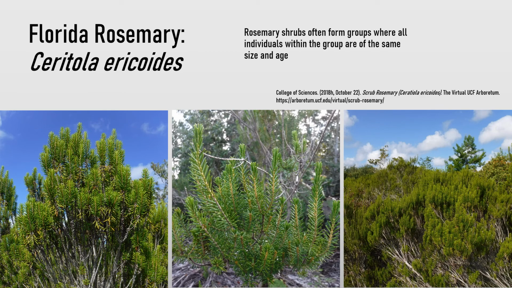Next is another plant characteristic of the scrub ecosystem that sort of defines the scrub. It is the Florida rosemary, or Ceratiola ericoides. The rosemary shrubs often form groups where all the individuals within the group are of the same size and age. This is due to the fact that after fires come through the ecosystem, the rosemary has its seeds under the ground and then they all sprout around the same time after the fire, which means they're all going to be relatively the same size and age within one group.